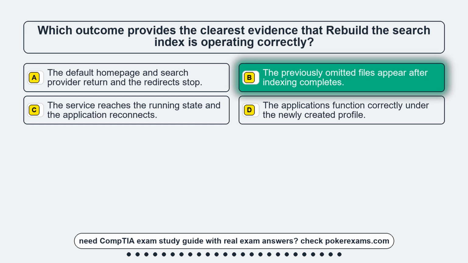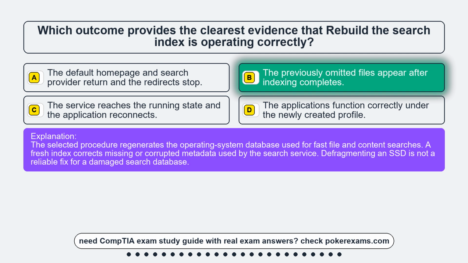The correct answer is option B. The previously omitted files appear after indexing completes. The selected procedure regenerates the operating-system database used for fast file and content searches. A fresh index corrects missing or corrupted metadata used by the search service. Defragmenting an SSD is not a reliable fix for a damaged search database.